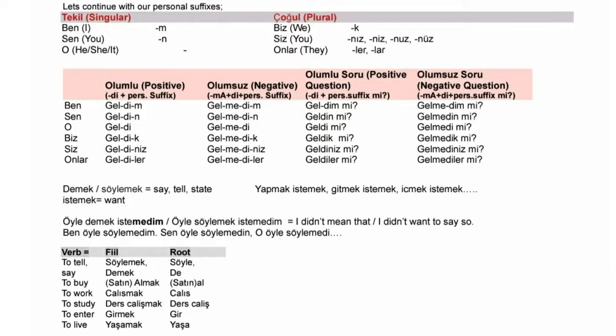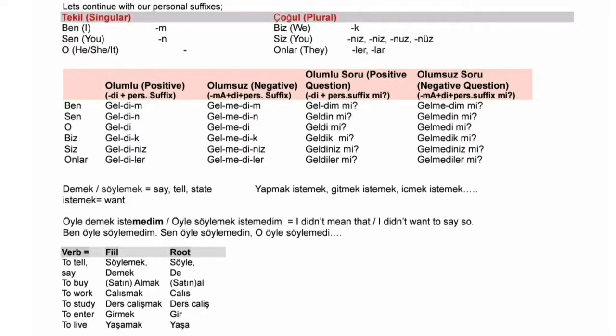So, we've got, for example, to tell, to say. We've got our verb demek, söylemek. You can use both of them. Öyle demek istemedim. Öyle söylemek istemedim. So we have got actually here istemek verb, want. Actually I didn't want, we have said. So istemek, yapmak istemek. You can use this one with different verbs. Yapmak istemek, want to do.